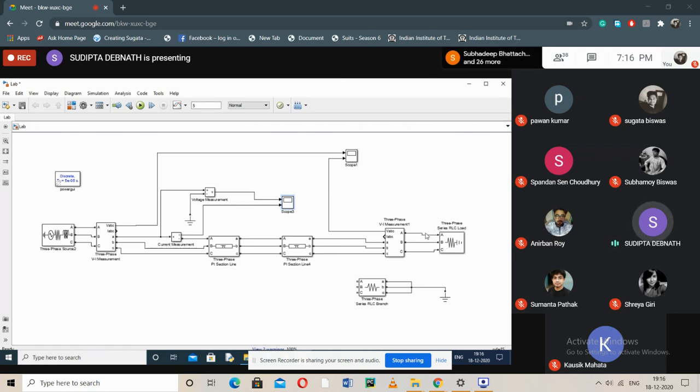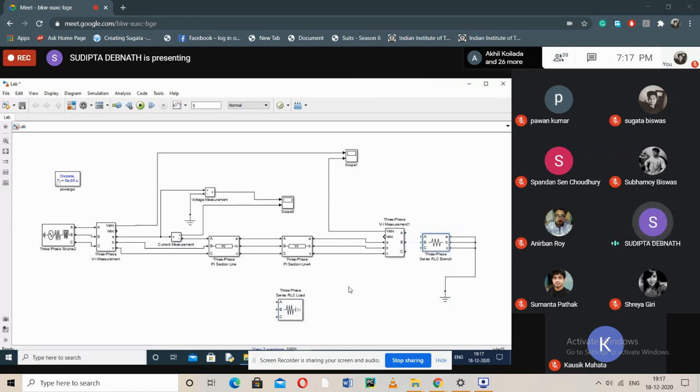Now let us see the same phenomenon of surge impedance loading by connecting simply a resistance of the value of the surge impedance. What is the surge impedance? We have found out root over L by C, it becomes 270.72, isn't it? So a resistance of 270.72 ohms will operate the transmission line under surge impedance loaded conditions.